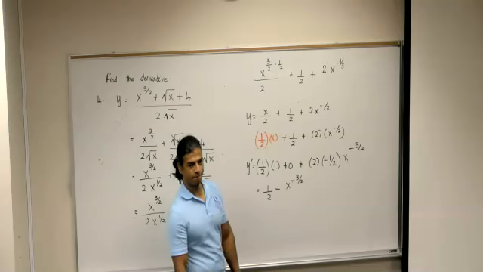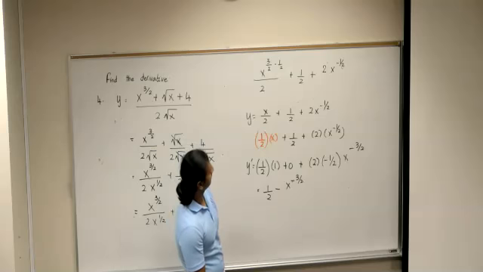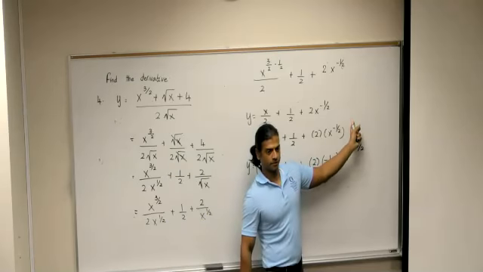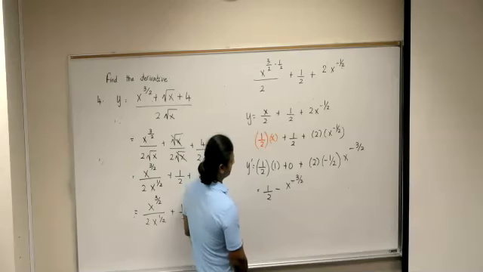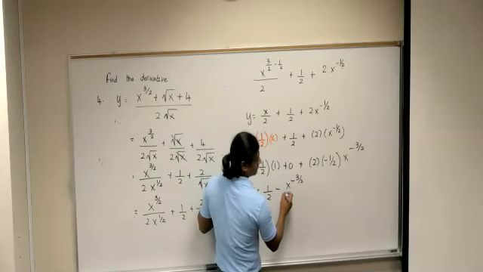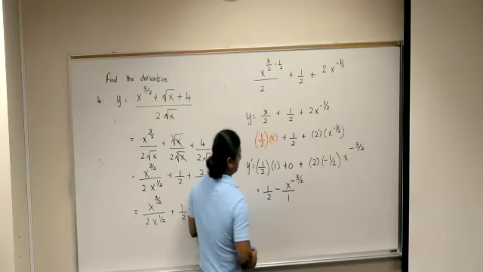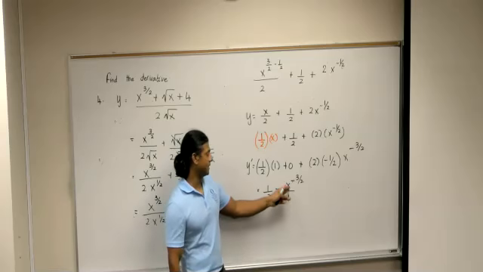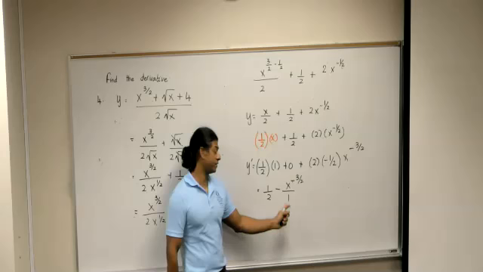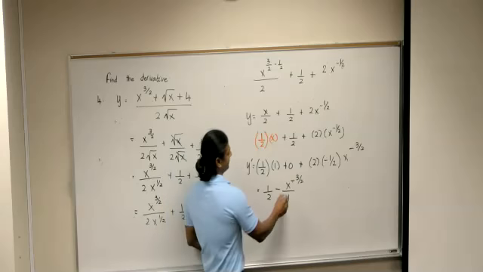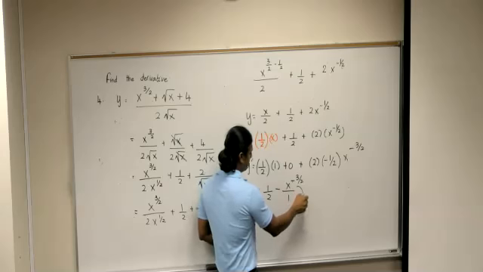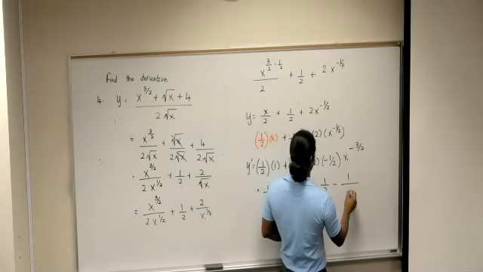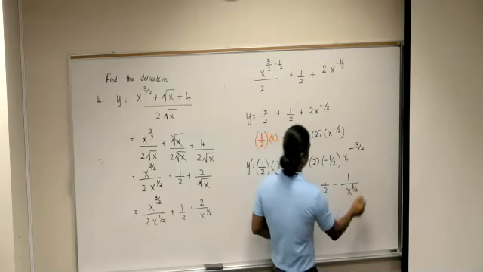Good so far? I'm sorry, how did you get negative 3 over 2? Negative 1/2 minus 1. X raised to negative 3 over 2 is simply 1 over x raised to 3 over 2. Get rid of the negative, so 1/2 minus 1 over x raised to 3 over 2.